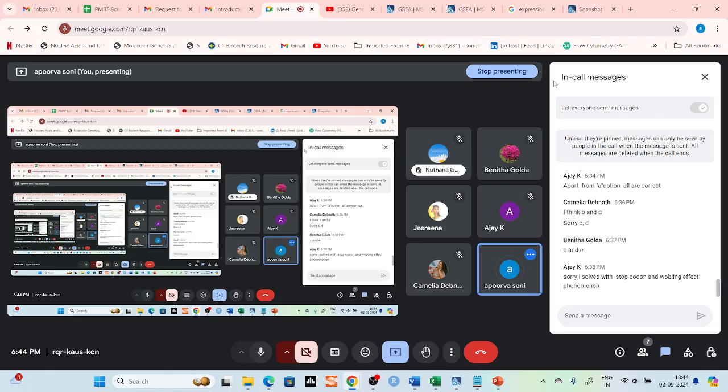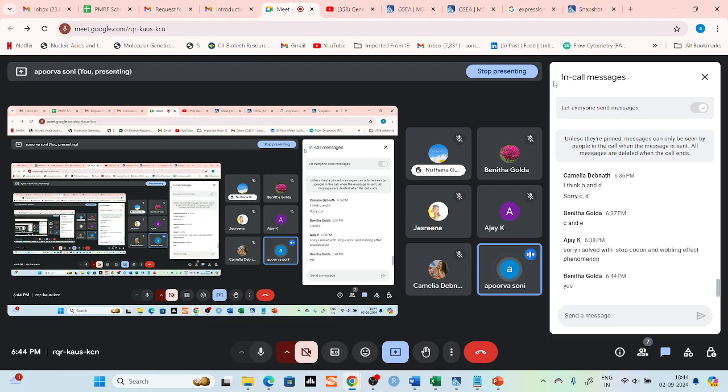So is this clear? Missense, silent, and nonsense mutation. Can you now differentiate between these three mutations? Yes or no? Just raise your hands if you could understand, or if there's any problem, let me know. Okay, good. So now we understood these three kinds of mutations: missense, nonsense, and silent mutations.